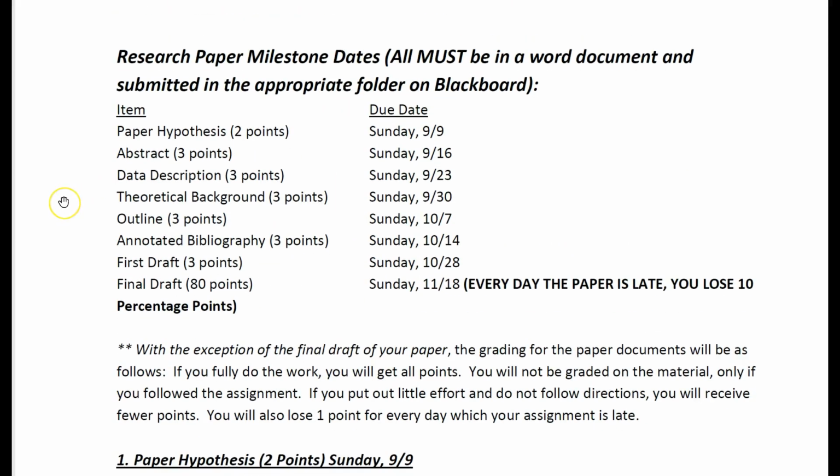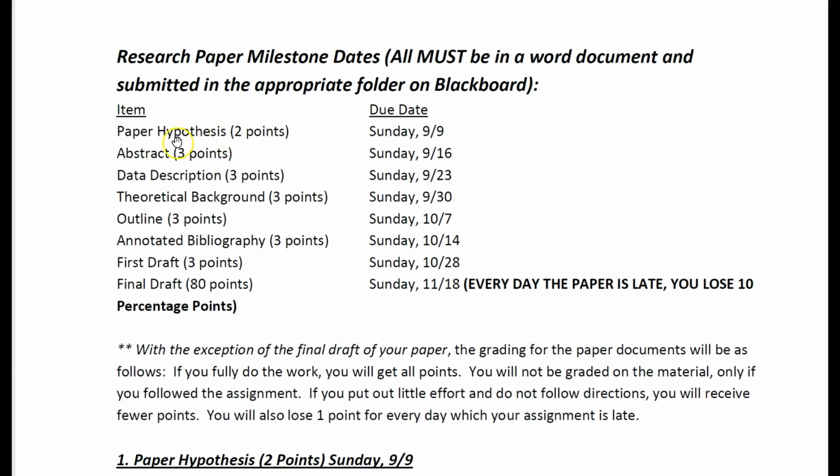So as far as the paper milestone dates, you can see them here. It's due on Sunday. For all these, you are to go into Canvas, type it out in a Word document, and then attach a file within the actual folder for it. So we have all these, you go through.